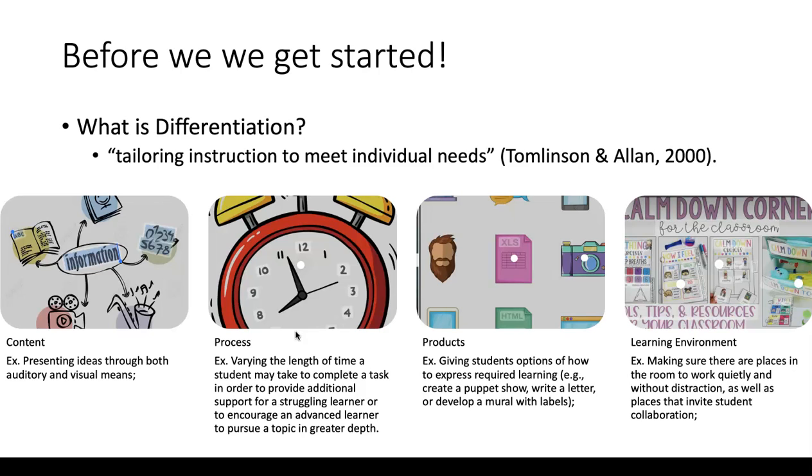For process, we may vary the length of time for a student to complete a task, depending on how much time they need. For product, we may allow students to express their learning through different products. An example may include a puppet show, a letter, or maybe even a drawing. For learning environment, we're going to make sure that there are places in the room for students to work quietly or for students to collaborate with one another.